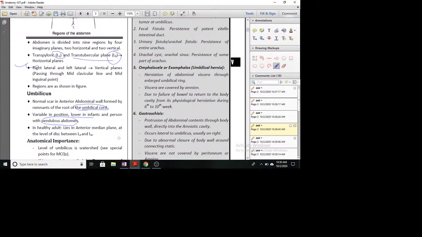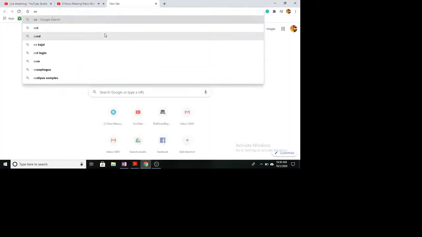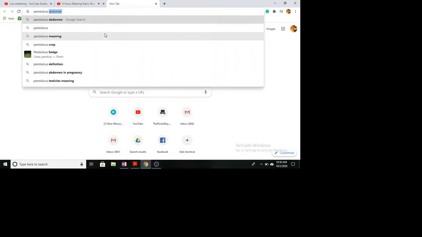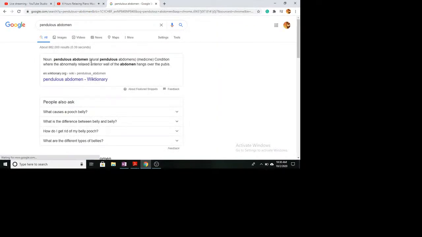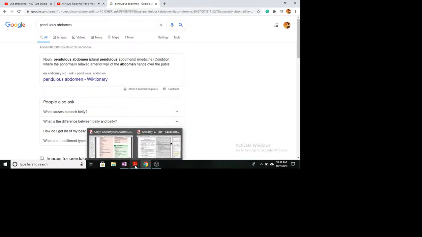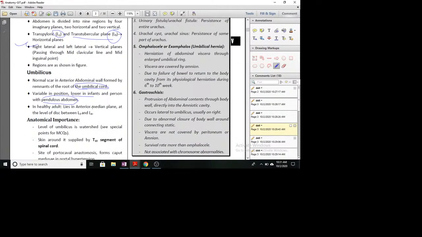What do you mean by pendulous abdomen? I'm going to search what a pendulous abdomen is. Pendulous abdomen: the relaxed anterior wall of the abdomen hangs over the pubis. So basically it occurs in a fat person, I guess.